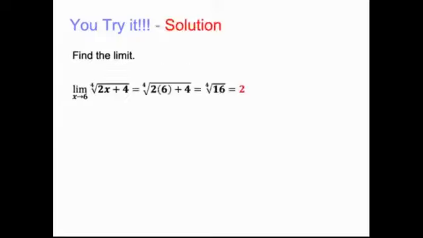Now it's time for you to practice using Theorem 1.4. Please pause the video and find the limit, and then when you're done, you can check the solution and see if it matches mine. So you should have just used direct substitution and plugged 6 in, so we get 2 times 6, which is 12, plus 4 is 16. You take the 4th root of 16, which equals 2.